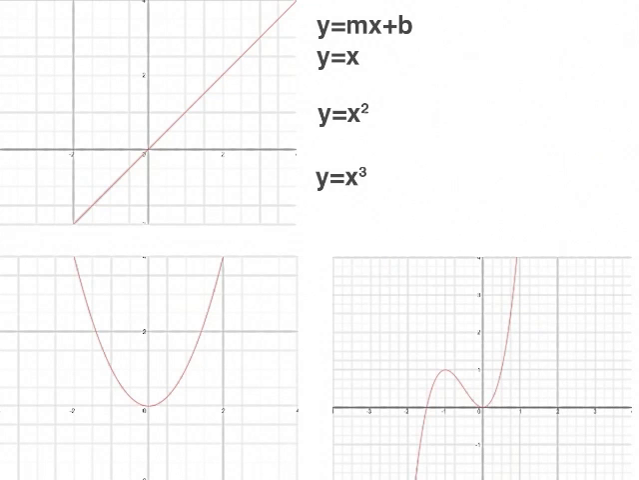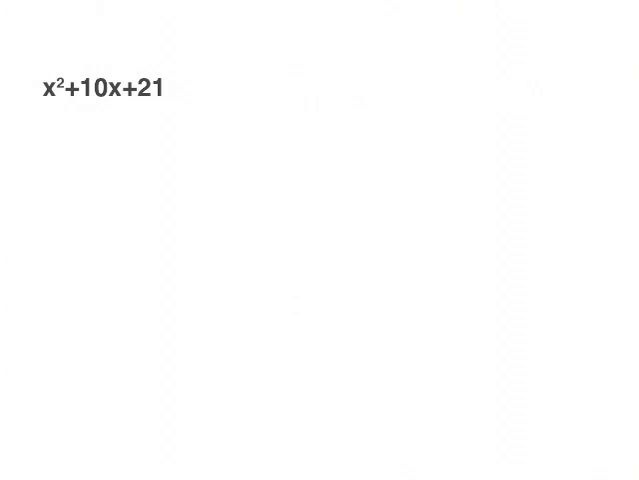A third-degree polynomial will typically have two curves or turning points. A good rule to know is that an equation of n degrees can have as many as n-1 turning points in the graph, although there are often fewer. Let's look at an equation and see what other information we can learn about its graph. We have x squared plus 10x plus 21.